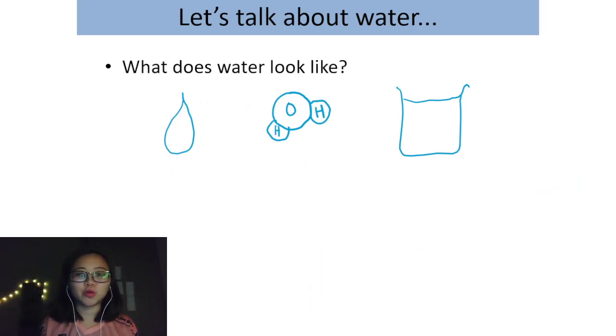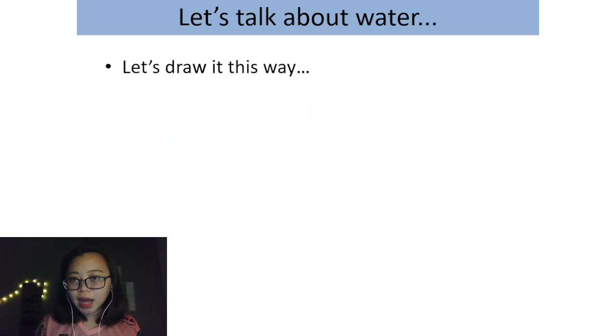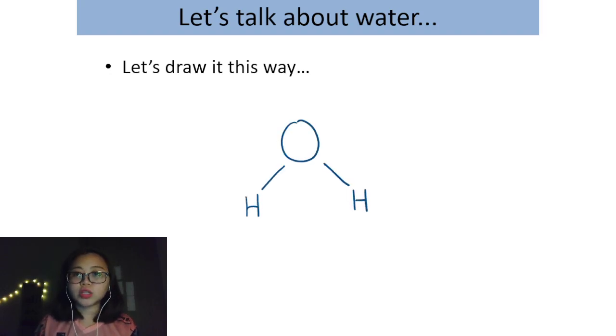Okay, so let's talk about water. What does water look like? You can draw water like this. You can draw water like this. You can draw water in a beaker like you do in your science experiment like this. But now, we are going to look at how water has its properties. So let's draw it down to its molecular structure. Okay? You know water is H2O.